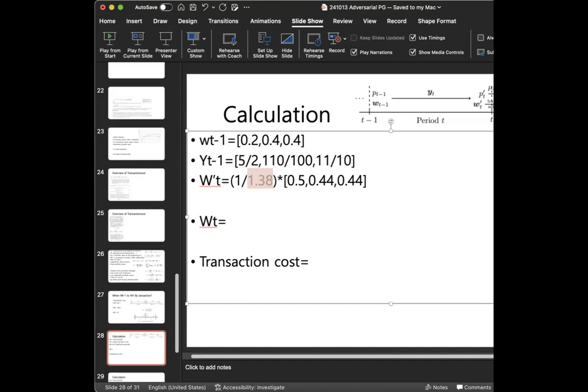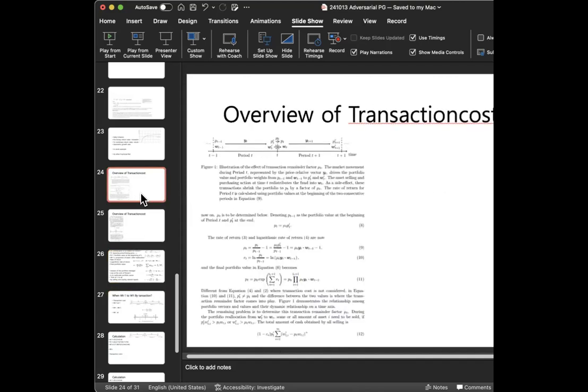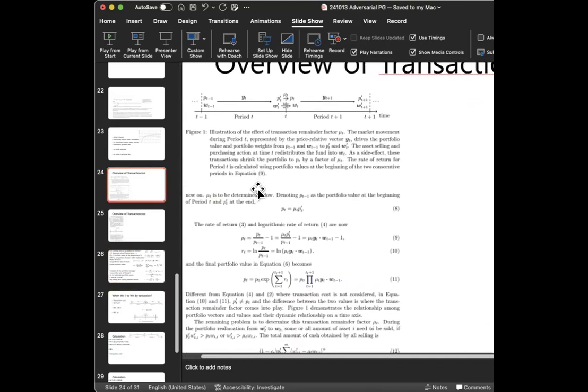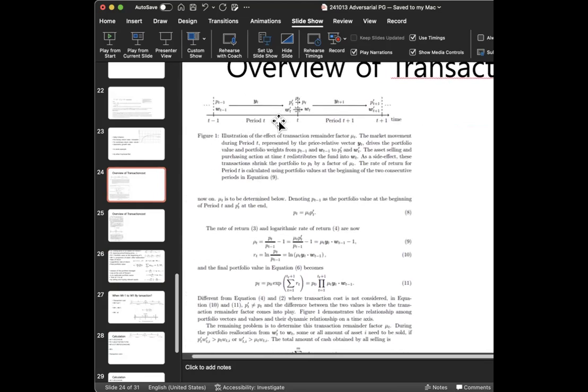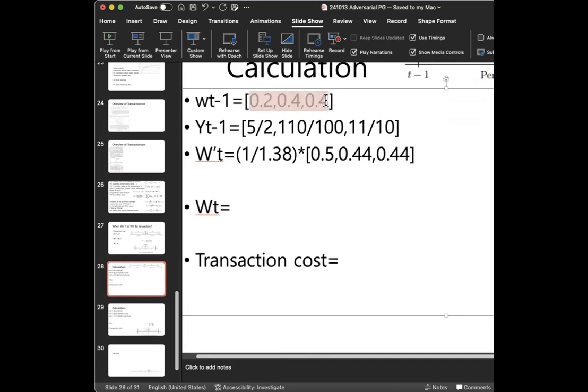I'm not sure, I think I made a miscalculation, but their weights will be changed to 0.5, 0.44, and 0.44. And this is the part that I didn't really understand. After the weights changed from their original weights to 0.5, 0.44, 0.44.